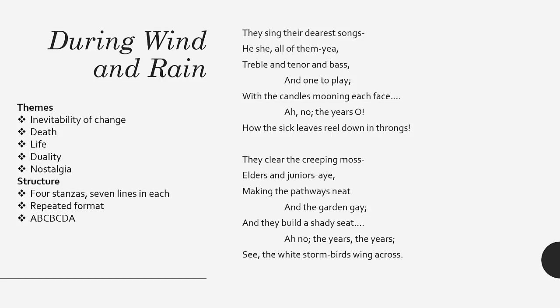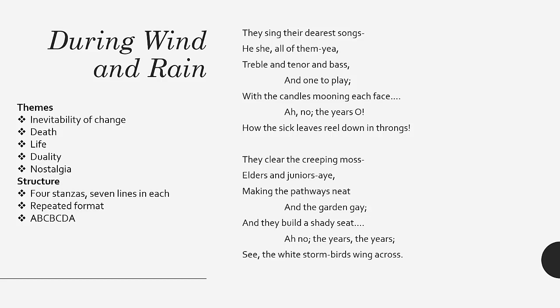During Wind and Rain has 4 stanzas, each 7 lines long. The same form is repeated. The last 2 lines of each stanza act as a counterpoint to the 5 lines before it. The duality inherent in the poem is reinforced by the rhyming of the first and last lines of each stanza.